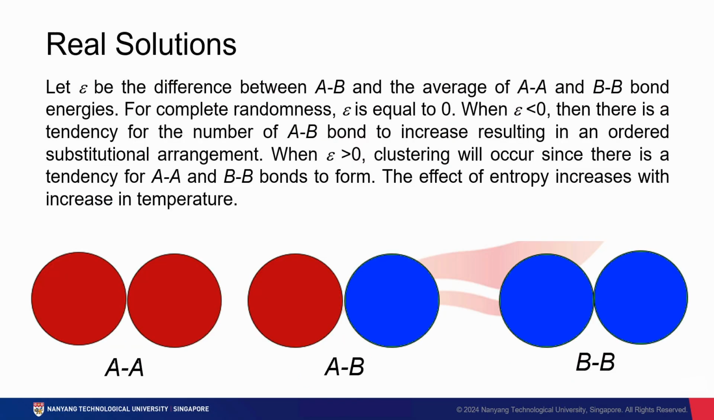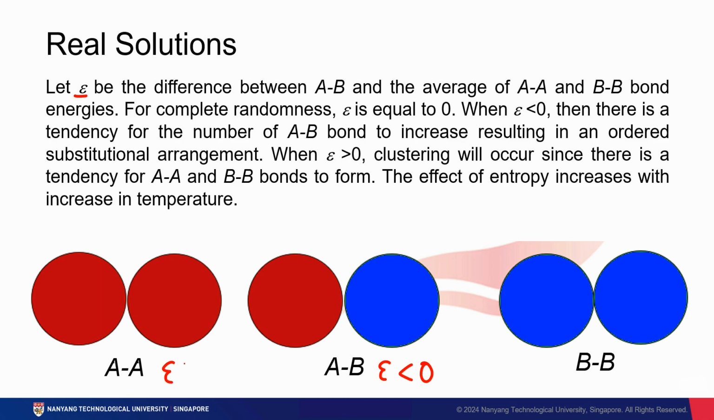So this slide describes exactly what I was trying to say. So here, let's allow E to be the difference between AB and the average of AA and BB bond energies. For complete randomness, let's assume that E is equal to 0. And when E is less than 0, then there is a tendency for the number of AB bonds to increase, resulting in an ordered substitutional arrangement.